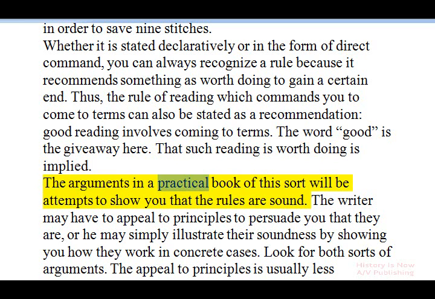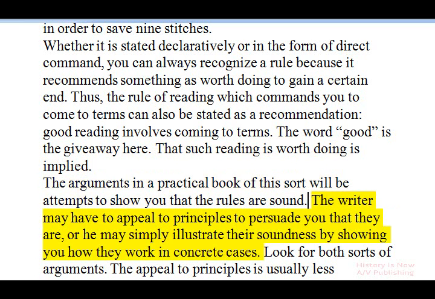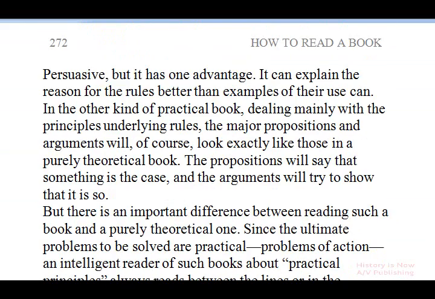The arguments in a practical book of this sort will be attempts to show you that the rules are sound. The writer may have to appeal to principles to persuade you that they are, or he may simply illustrate their soundness by showing you how they work in concrete cases. Look for both sorts of arguments. The appeal to principles is usually less persuasive, but it has one advantage. It can explain the reason for the rules better than examples of their use can.